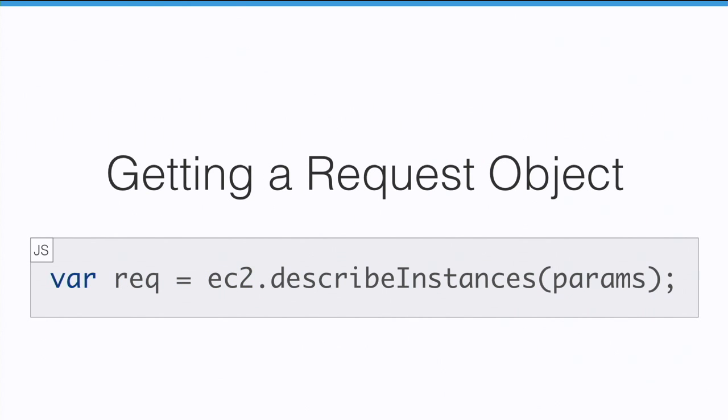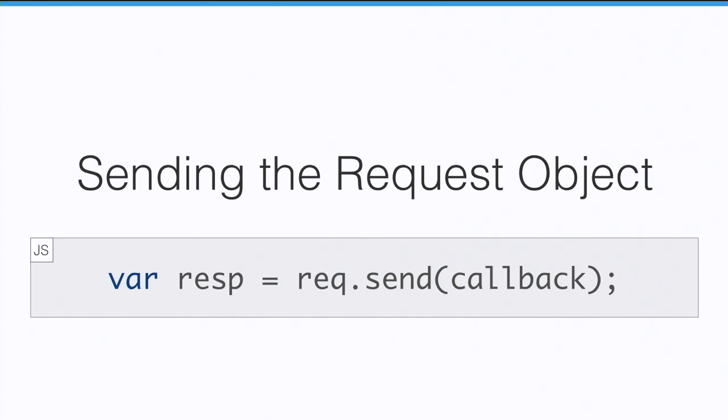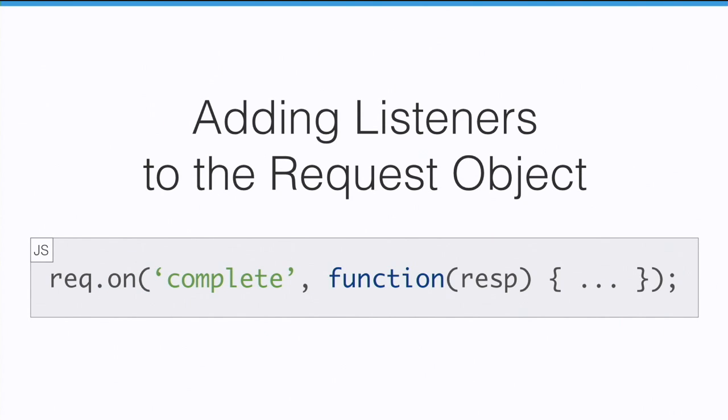If you don't use the callback form, you can also just get a request object. This gets a request object that hasn't been sent. You can pass in parameters, and now you have this request object. I'm going to talk a little bit about how the request object works, because it enables a lot more of the advanced features that you can use in the SDK. You can send the request object by just calling send, and you can pass a callback here as well. You can also add listeners to the request object, and this is our eventing system that I'll talk about. Something like on complete, and you will have a callback that gets fired on complete.